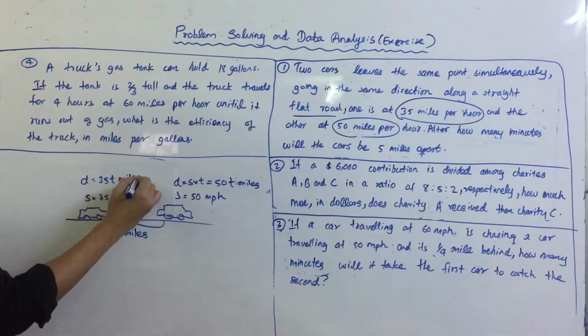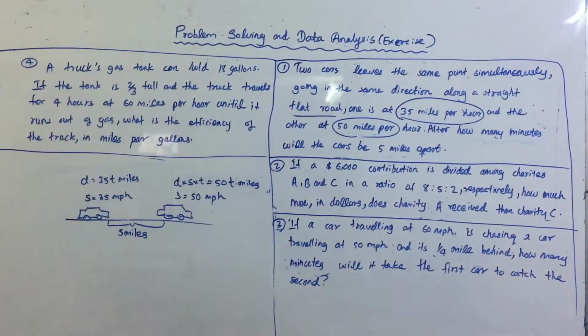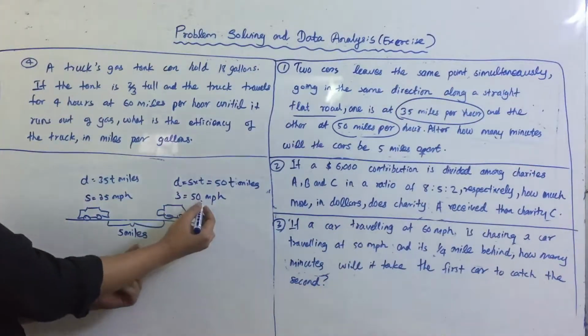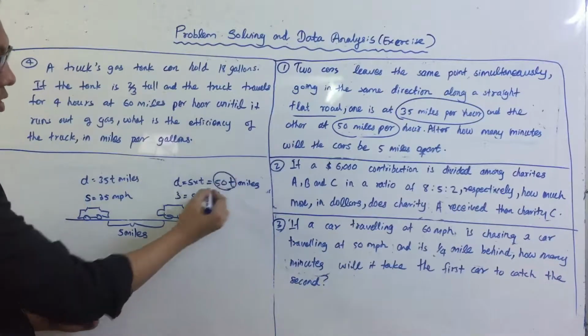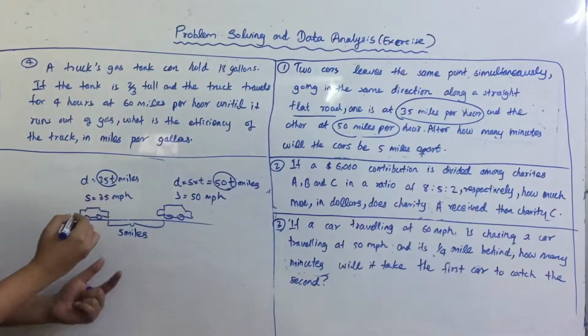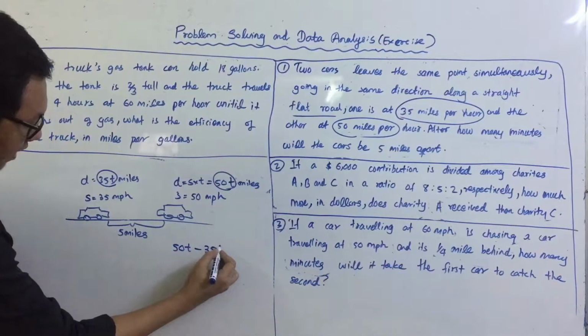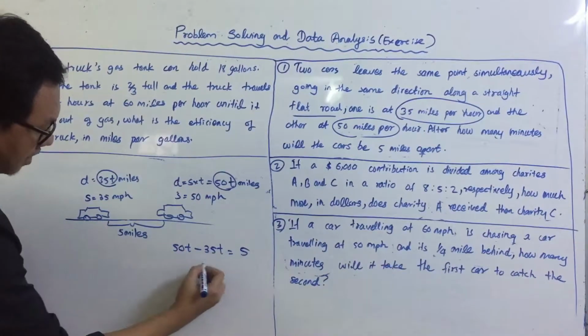Okay, so they are 5 miles apart. So the difference between them is 5 miles. Obviously this car is going faster, so this is more distance than this. So I'm gonna subtract: 50t minus 35t equal to 5.